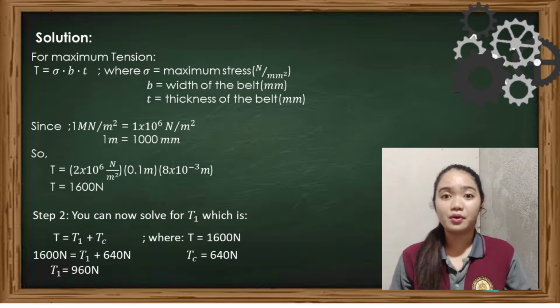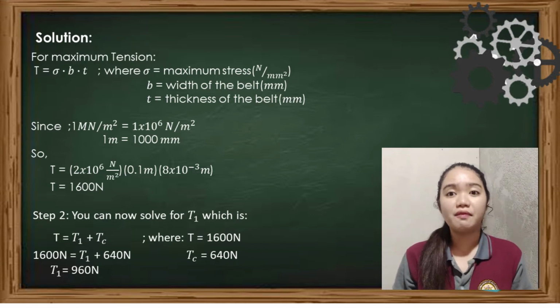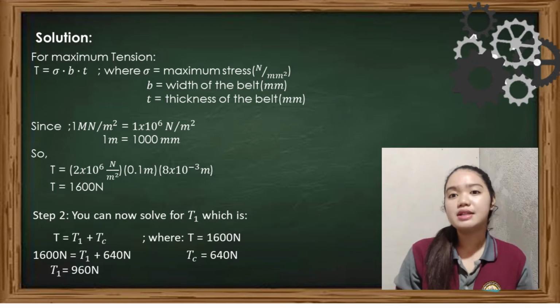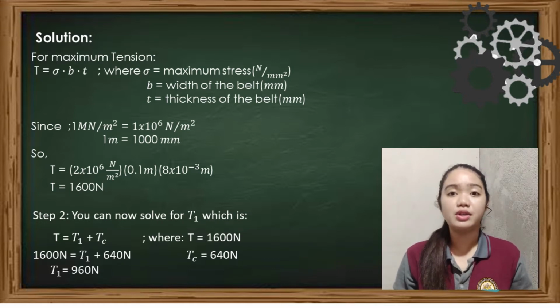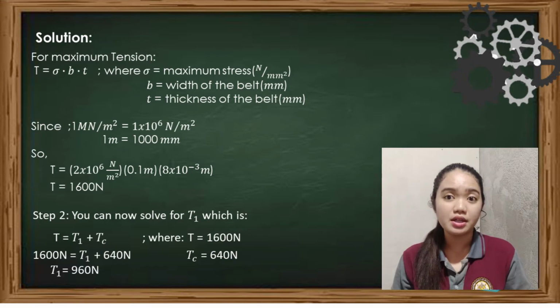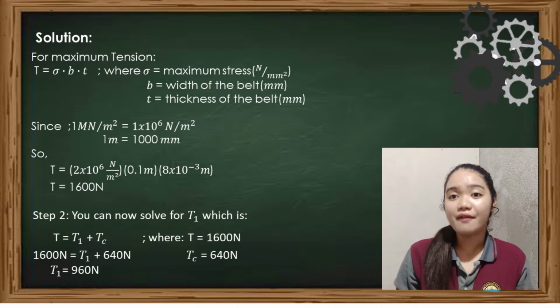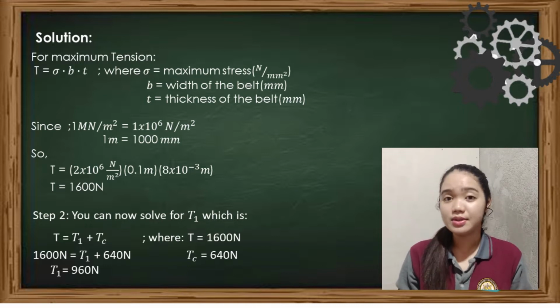Thus, you can now solve for the value of T1 by using the formula T is equal to T1 plus TC. Just substitute the values of T and TC, where T is equal to 1,600 Newton and TC is equal to 640 Newton. Hence, the value of T1 is equal to 960 Newton.